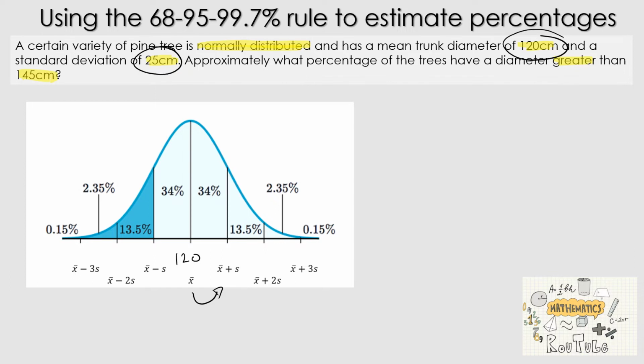And let's start filling out our values. So 120 plus 25 gives 145. Then 145 plus 25 gives us 170. And then one last one to get to X bar plus 3 standard deviations. So 170 plus 25 gives us 195.